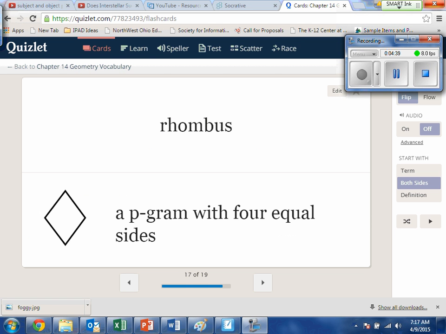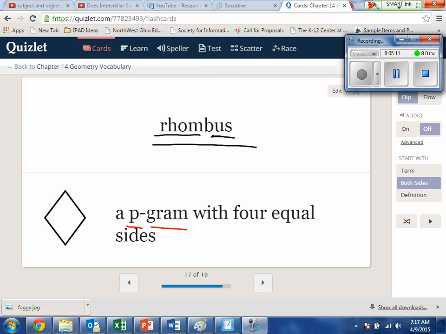Our next word, again, looks kind of like a tricky one, but it's not that bad. It is called a rhomb, and then think about the word bus. It is a rhombus. Now you're going to notice I put down the letters P gram. P gram stands for parallelogram, okay? It's a long word. I don't expect you to write it over and over again. Just understand that p-gram equals parallelogram. So a rhombus is a parallelogram with 4 equal sides.